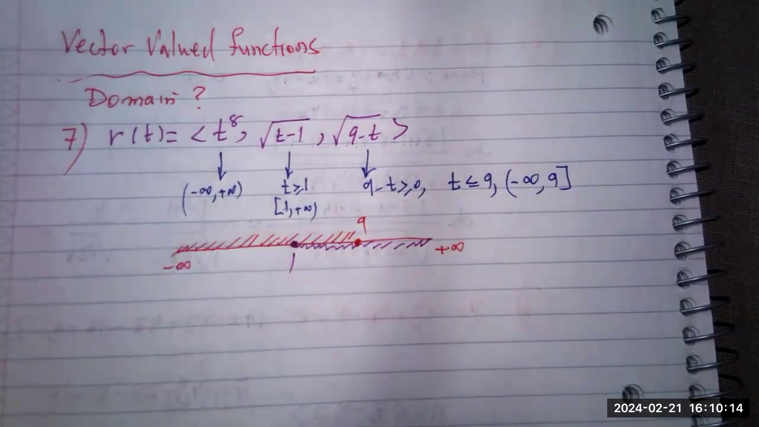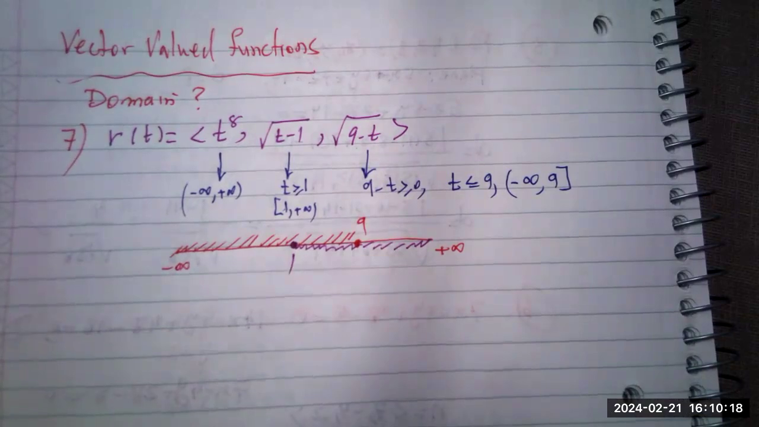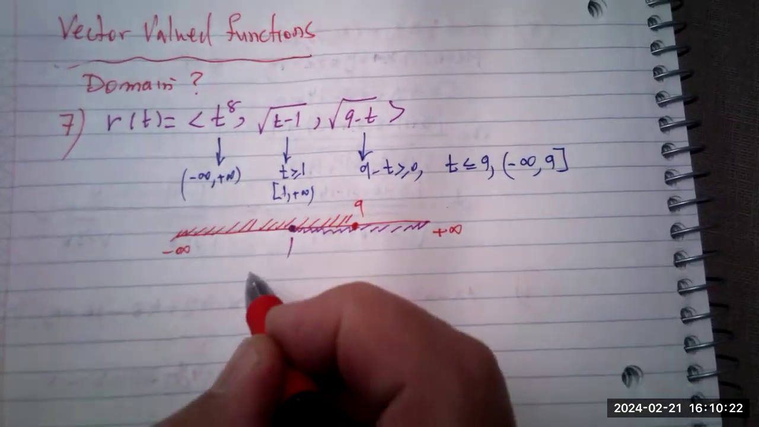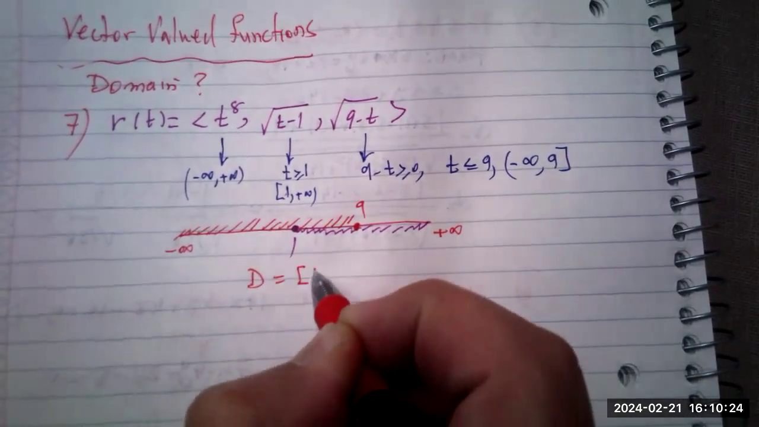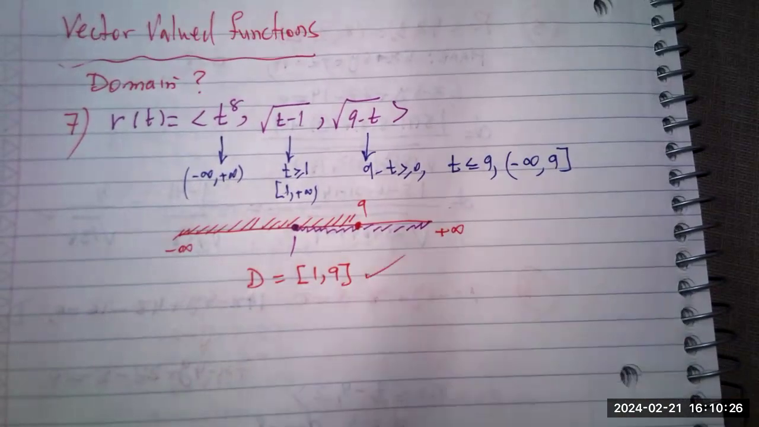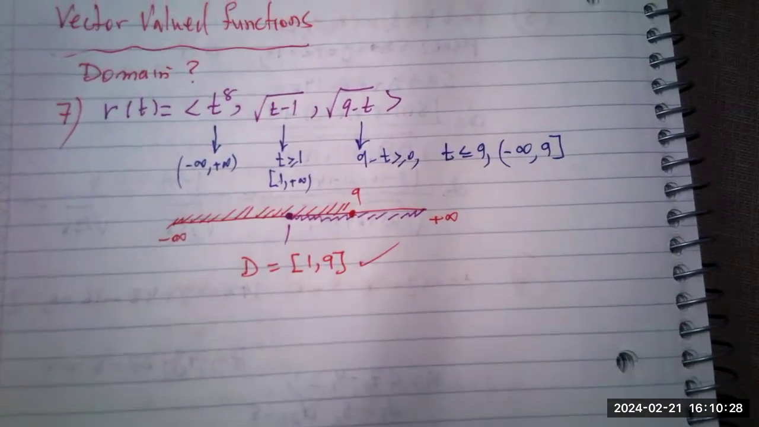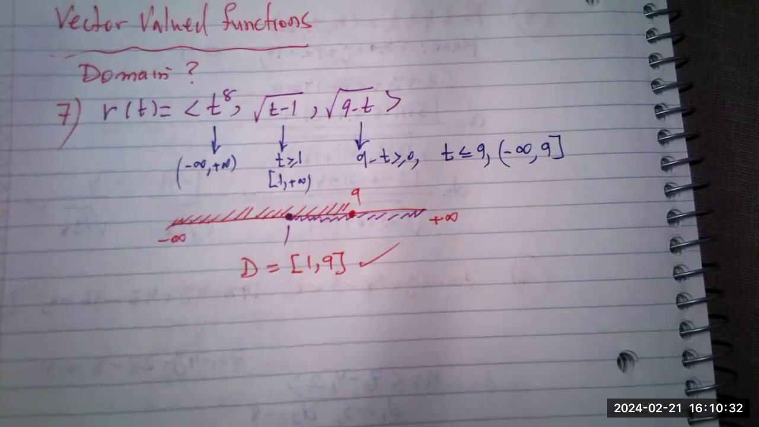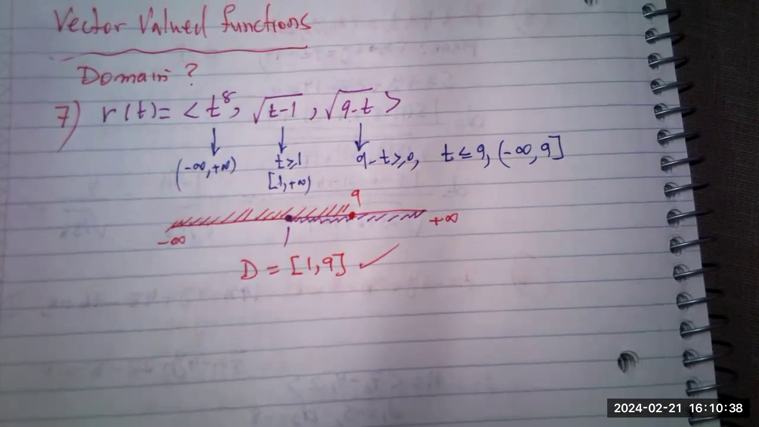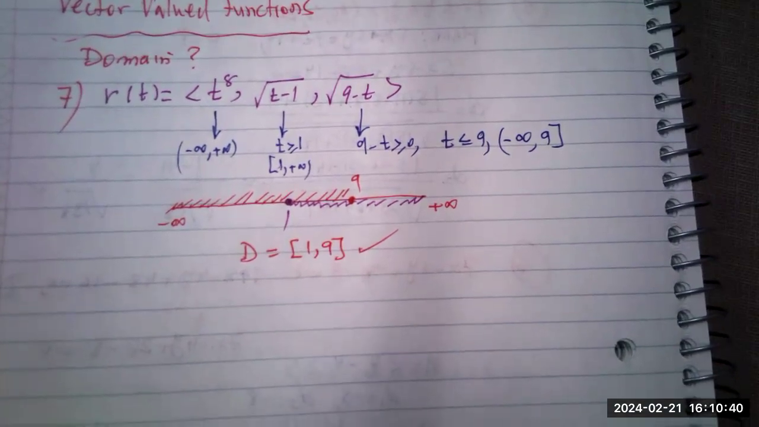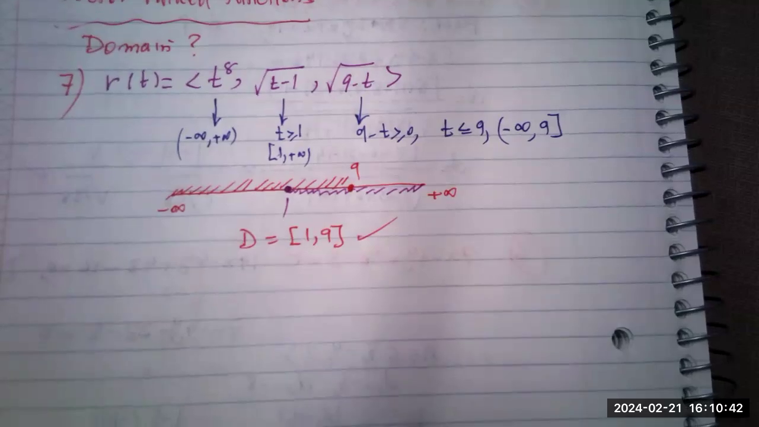We get the intersection between these two groups. As you can see, it's going to be between 1 and 9. So the domain of the function is going to be 1 and 9. Okay, double check, make sure that I get it right. I didn't bother about that negative infinity, positive infinity because I want a common ground. Any question? So that is going to be the case.